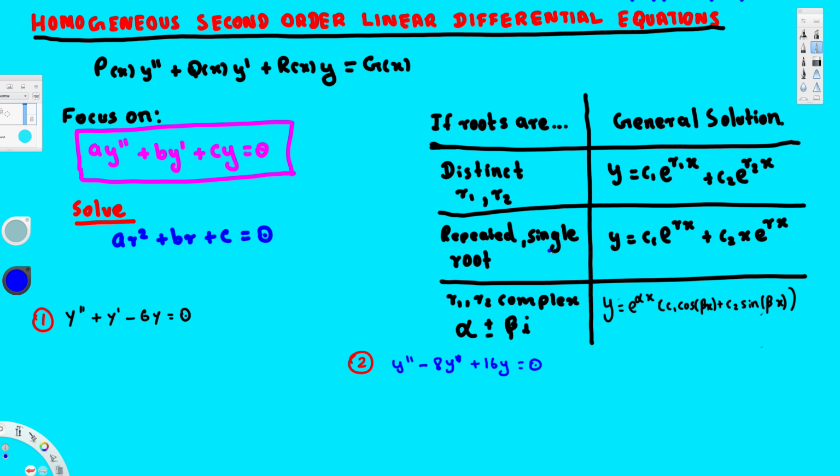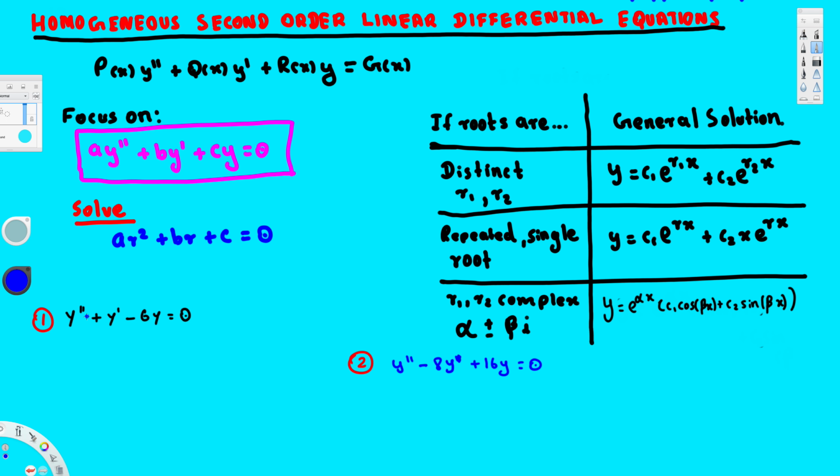If you have a repeated single root, for example if you get the same values, the general solution of the differential equation is going to be y is equal to c1 e to the rx plus c2 x e to the rx, right? And if you get complex roots r1 and r2, you will get the pattern like this: e to the alpha x times c1 cos beta x plus c2 sin beta x. Now let's look at these problems. Let's try to solve this one.